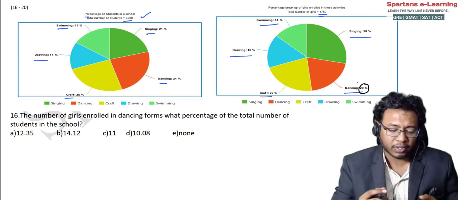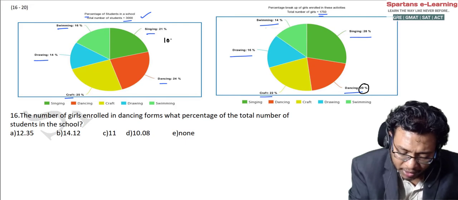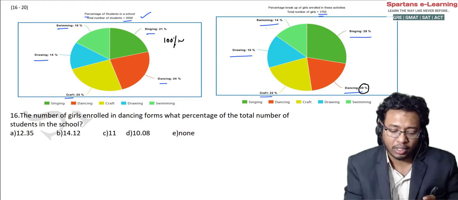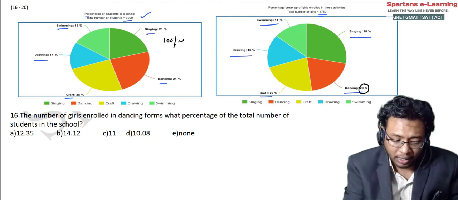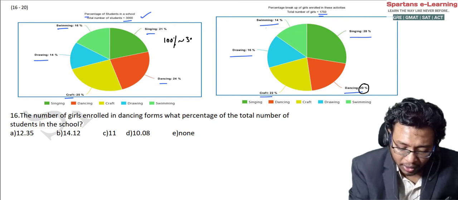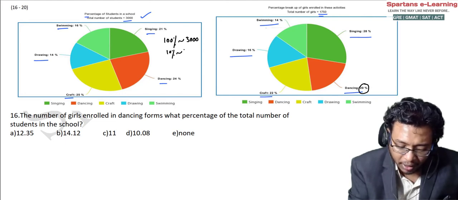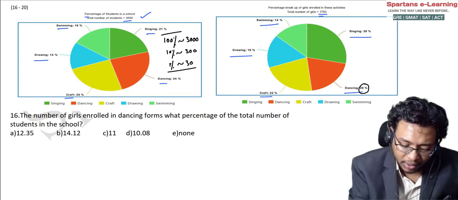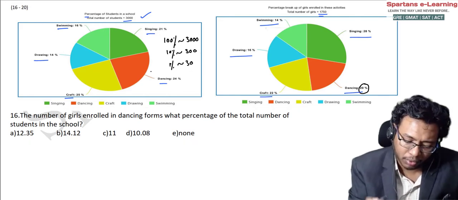Before solving this question, what you have to do is write the 100% value. These values you need to write at least once, and then they will be useful at many places. So 100% is equivalent to 3000. Similarly, 10% will be equivalent to 300, and 1% will be equal to 30. This is enough. If you want, you can write 0.5 also, not an issue.